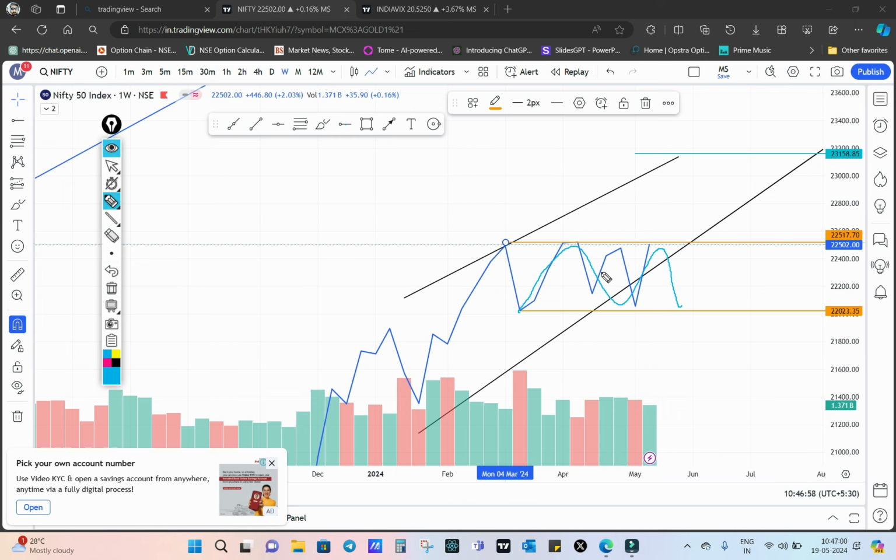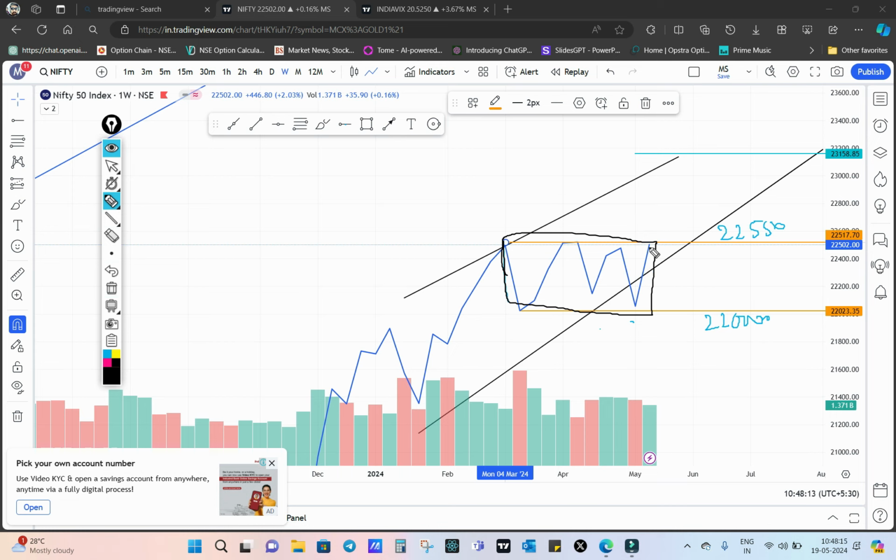On the closing basis, I'm not talking about the high and the low. Below 22,000, Nifty has not given any weekly closing, and above 22,550, Nifty has not given any weekly closing. So 22,000 and 22,550 are the important levels which the market is trying to indicate to us on the closing basis.